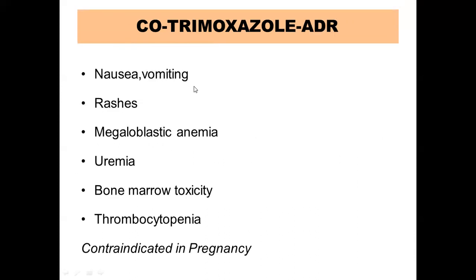The ADRs include GIT ADRs like nausea and vomiting, hypersensitivity reactions like rashes, and these rashes for some reasons are more commonly seen in HIV patients who are treated with co-trimoxazole. Then megaloblastic anemia also can occur. Uremia, this is more seen in patients who are having renal disease. Bone marrow toxicity again is more seen with HIV patients treated with co-trimoxazole. And thrombocytopenia also seen more in elderly patients and HIV patients who are treated with co-trimoxazole. It is contraindicated in pregnancy.